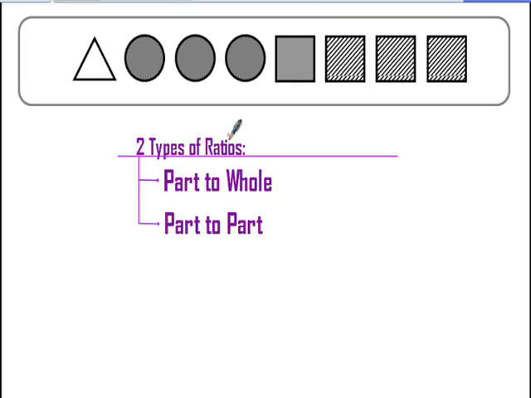There's two types of ratios when we deal with a group of objects. We could write a ratio as a part to whole, and this is like a fraction. Or we could write it as a part to a part, just to compare two different groups. First, let's look at the part to a whole.